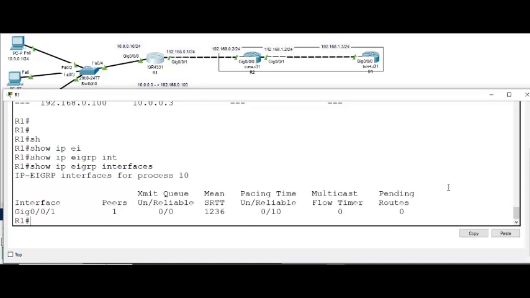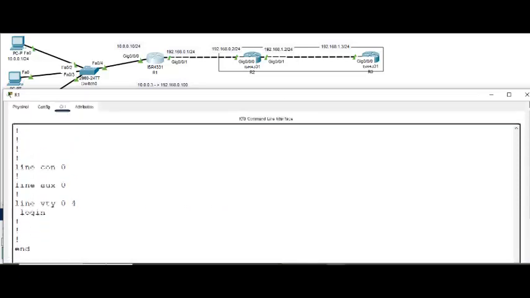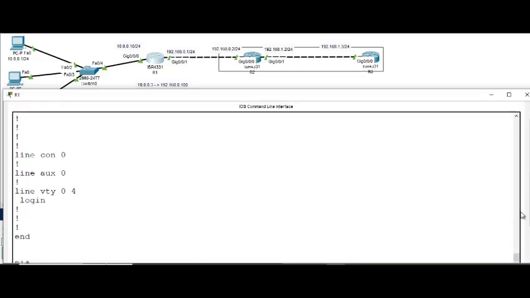No, G0/1 is there. G0/0 is not there. Show run section EIGRP. That will happen not from outside.